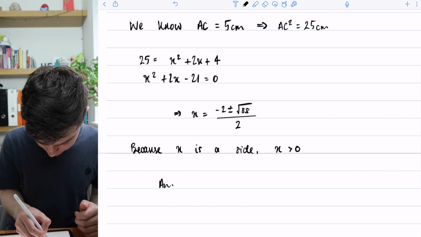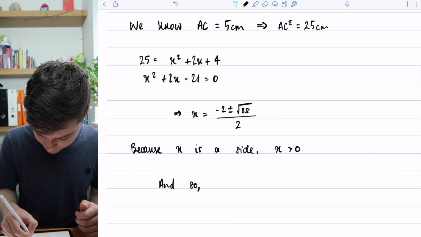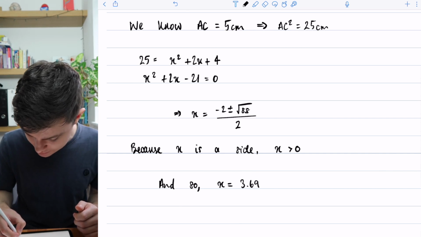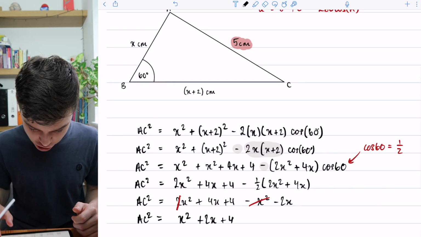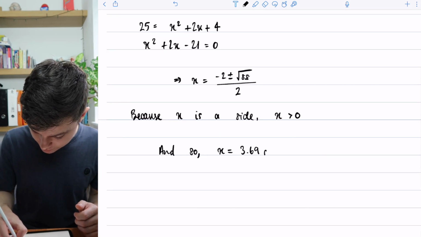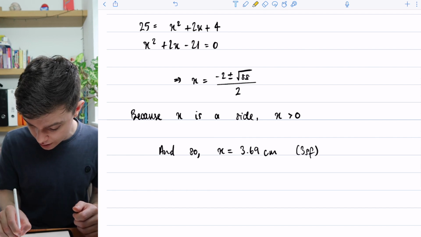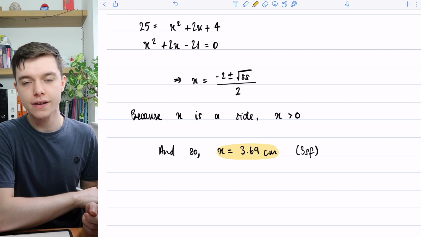And so, when you put that into your calculator for the positive version, x is equal to 3.69, and is it centimetres? Yes it is. 3.69 centimetres to 3 significant figures. And that is your final answer for x.